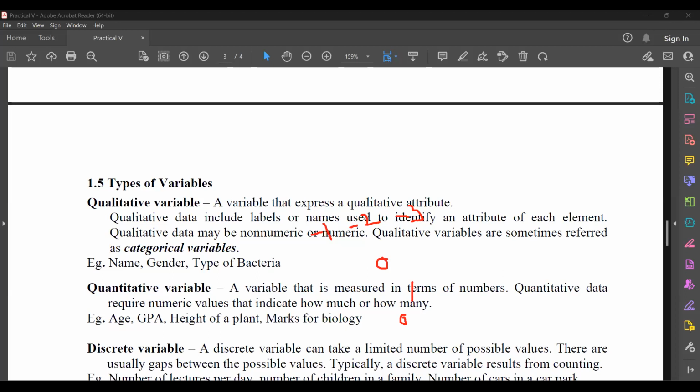But have you ever heard that there are 0.1 children in a family, or 1.56 children in a family, likewise? Have you heard about that? Is it possible or not?